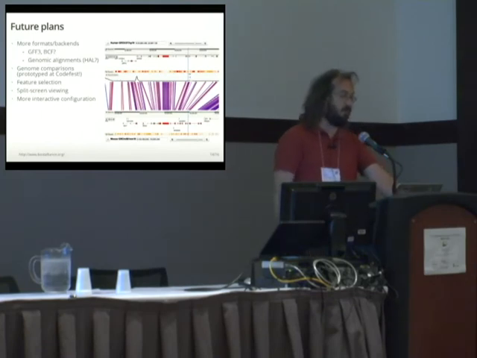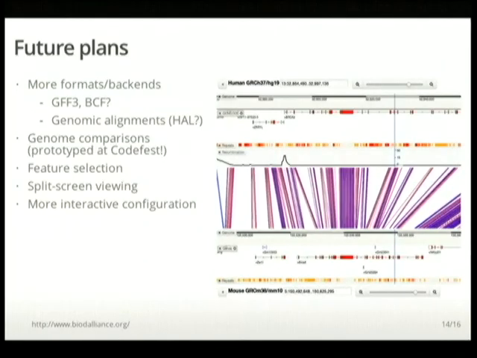So future plans, obviously, sort of fill in the remaining formats anyone can think of. We get asked from time to time about better displays for comparative genomics. I did actually get a chance to prototype one of those at the CodeFest yesterday. So we've got two standard Biodalliance instances here, one for human, one for mouse, plus an extra component showing the alignment between the two.